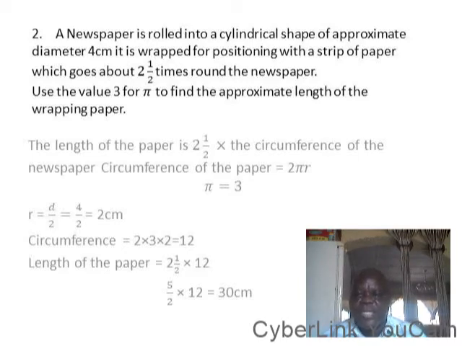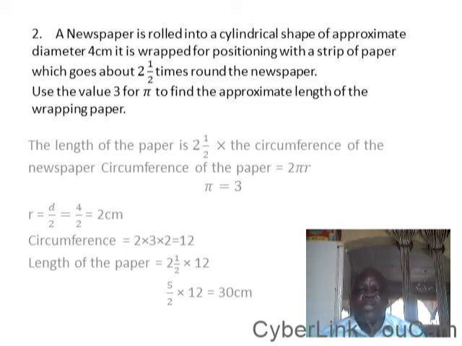Now let's look at it. The length of the paper is equal to what? 2.5. Why is it so? Now, it is given there that it goes round the newspaper about 2.5 times, which means the length is 2.5. Then multiply by the circumference of the newspaper.